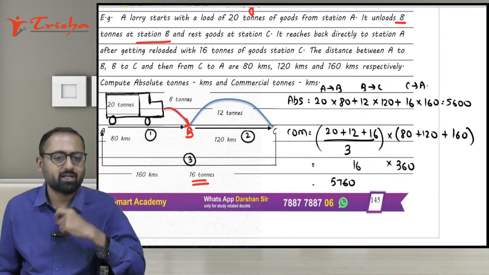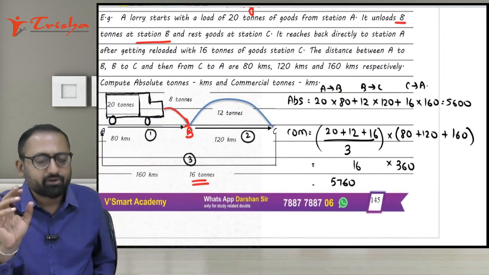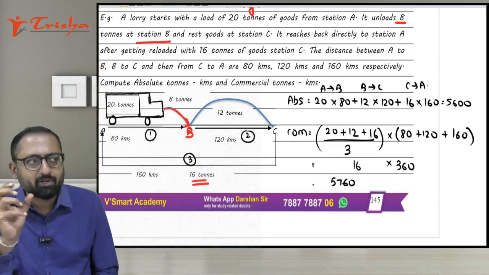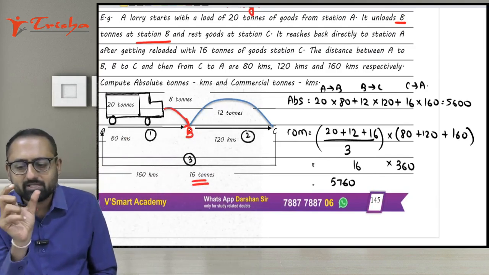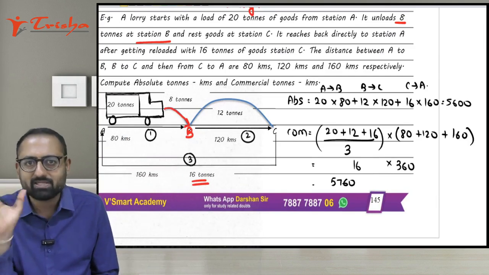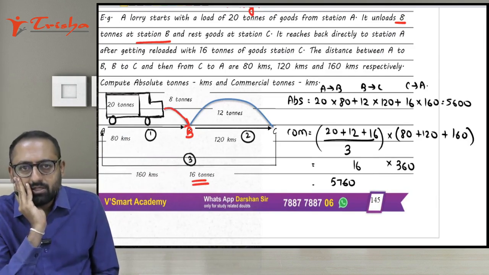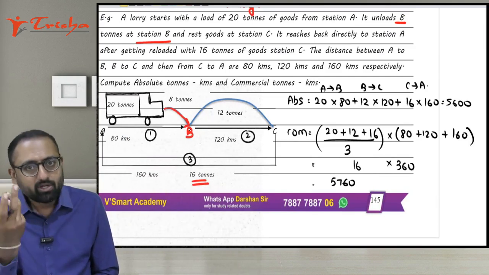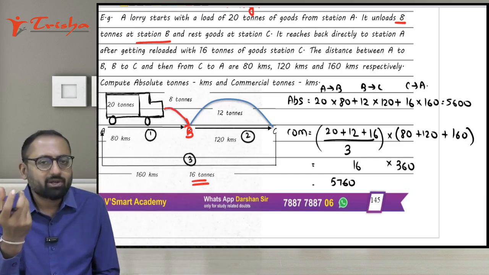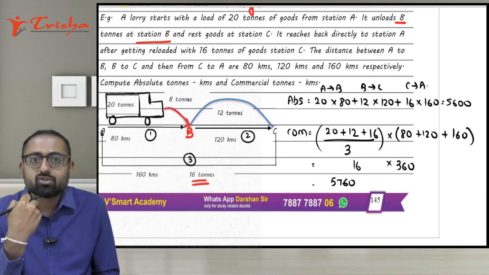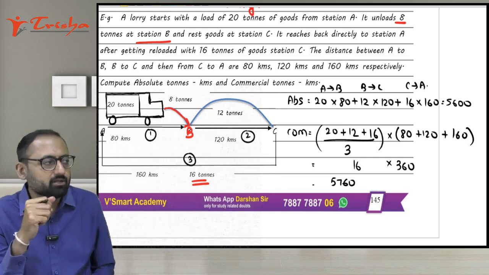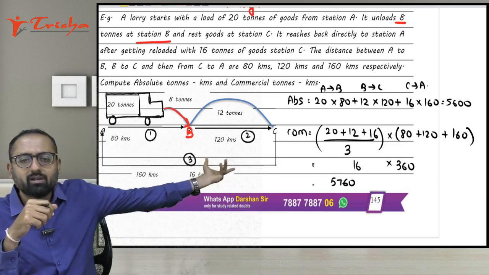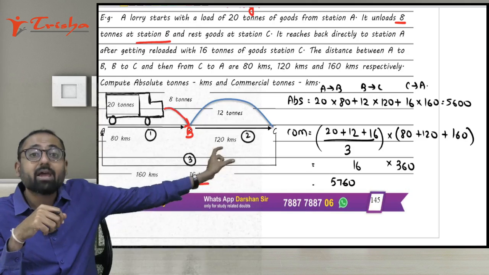You can check that. For simplicity, I have given you one important simple word for each and every concept: absolute means actual and commercial means average. One more extra line I have given to you: average of tons, average of weight, not kilometer. You have to multiply the average load with the total kilometer.